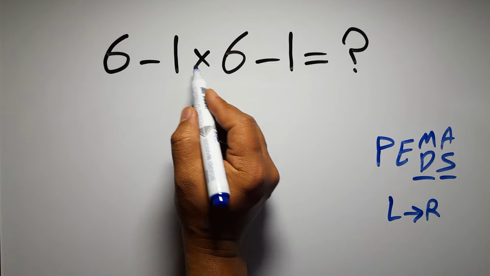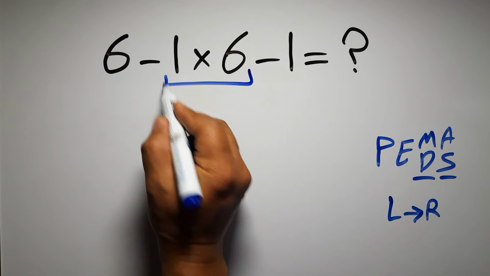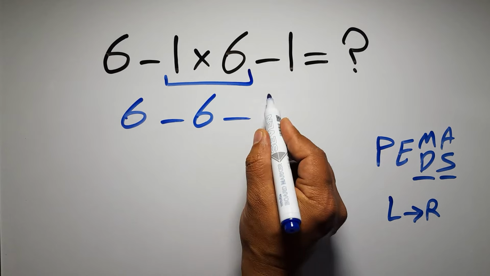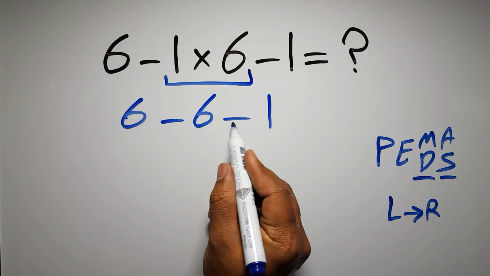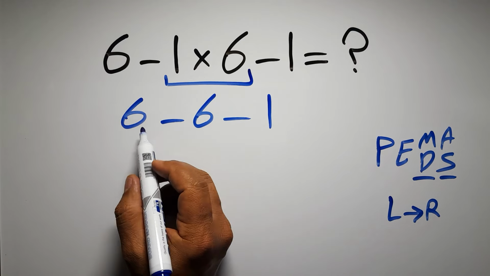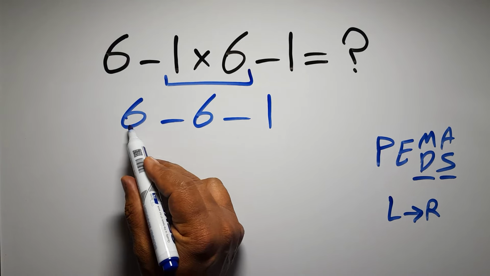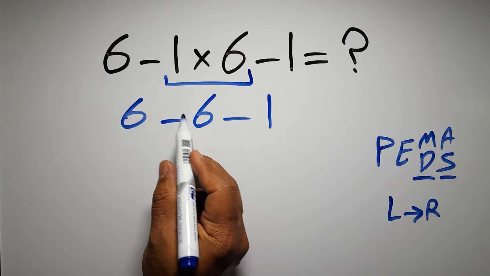So first this multiplication, 1 times 6 is just 6. So we have 6 minus 1. Now we have 2 subtractions, and when we have more than 1 subtraction in an expression, we have to work from left to right. So here first we have to do this subtraction.